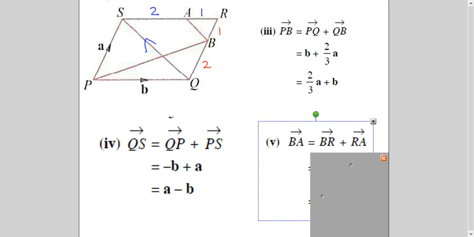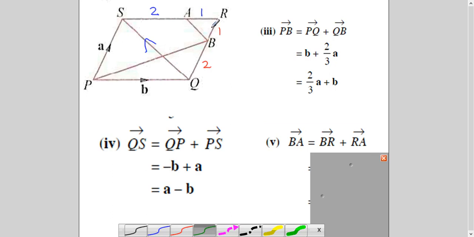Now, what is BR? We have not found this earlier in the parts. BR is one part out of 3 parts of QR. You see, when I say QR, I mean this direction. When I say BR, I mean this direction. So we have to keep the direction the same. So for BR, what can you write? You will write 1 part out of 3 parts of QR. So 1/3 of QR.